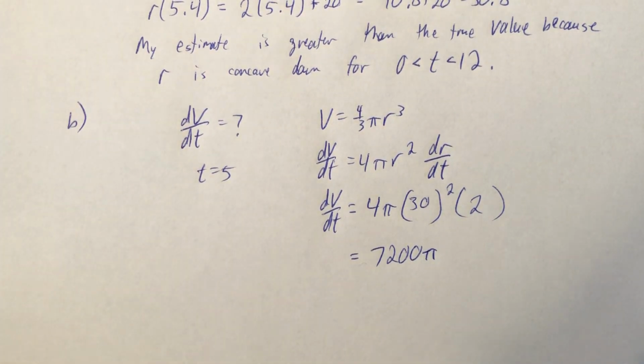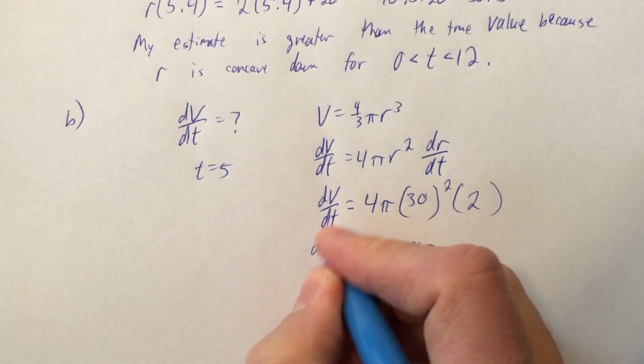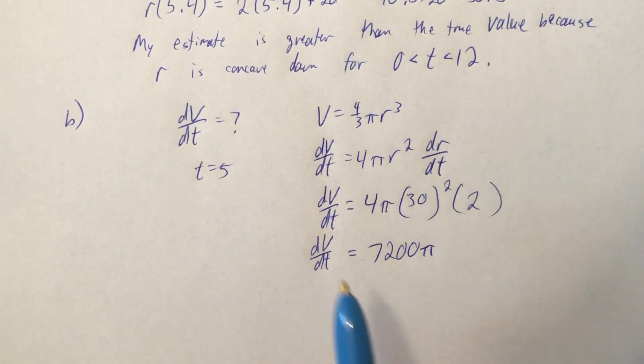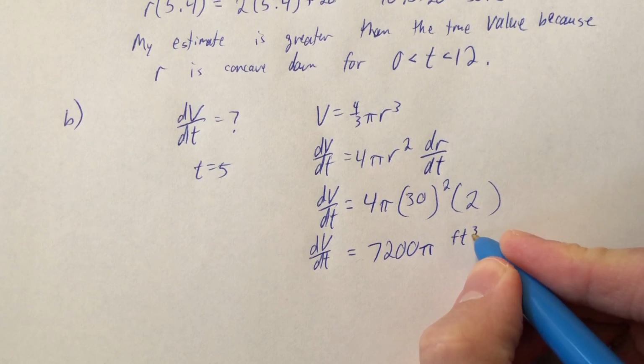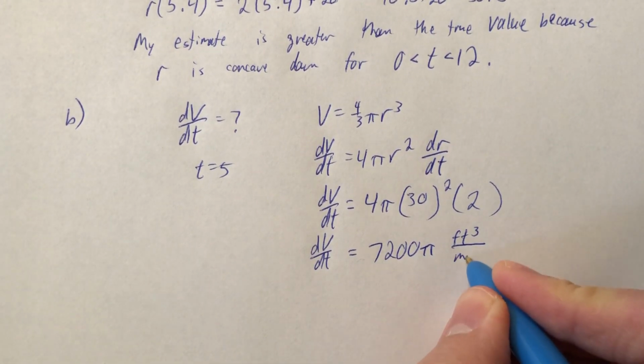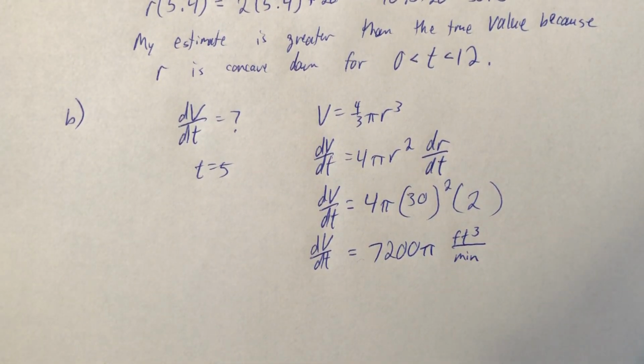And then it said indicate units of measure. Well, I have just found the rate of change of the volume with respect to time. Volume is measured, in this case, in cubic feet. Time is measured in minutes. So there we go. Oh, I haven't told you what everything is worth. We'll come back and do that at the very end.